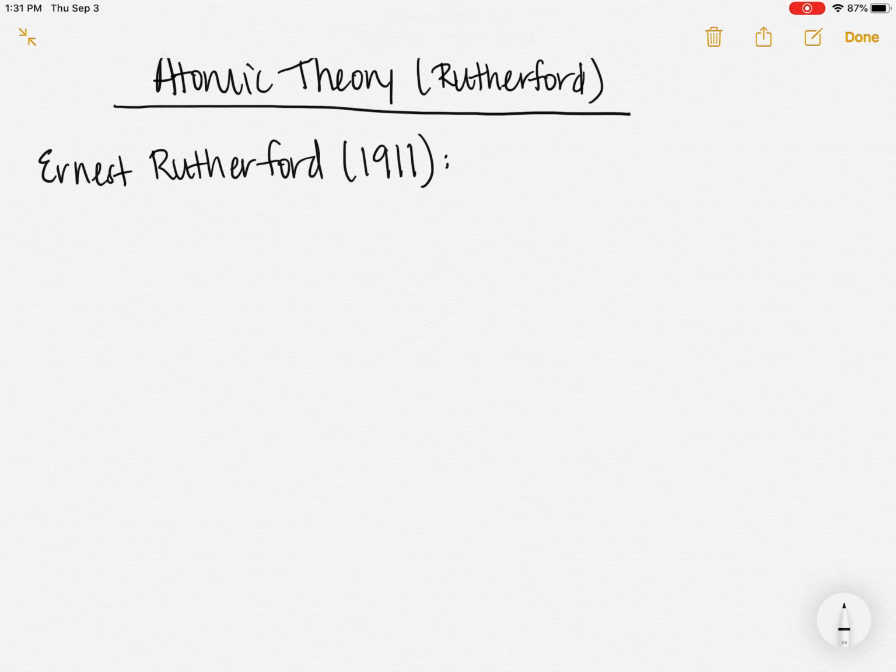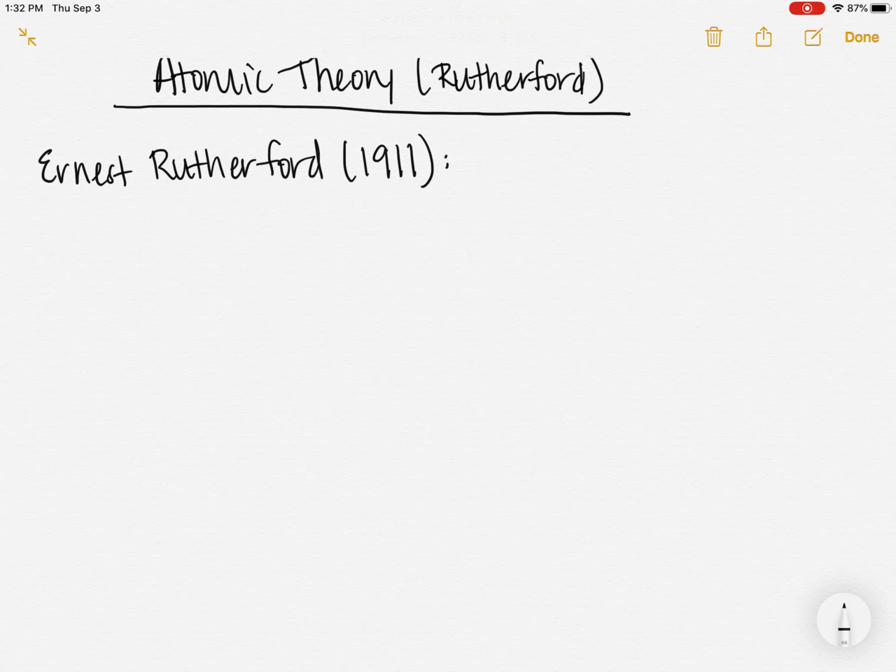All right, so this is the third video in the atomic theory set. We've previously talked about Dalton and his contributions to atomic theory. Then we talked about Thomson, who's credited with the discovery of the electron using the cathode ray. And now we are on our third famous scientist in the discussion of atomic theory, and that person is Ernest Rutherford.